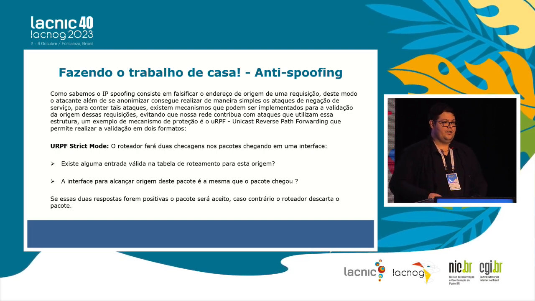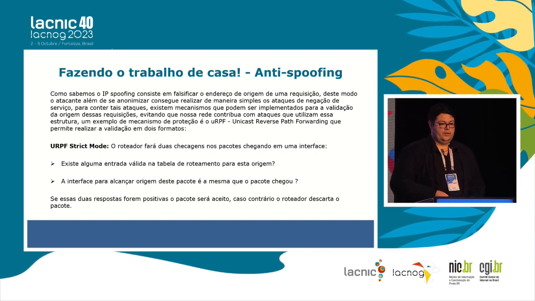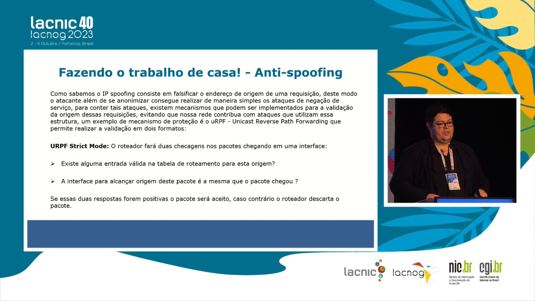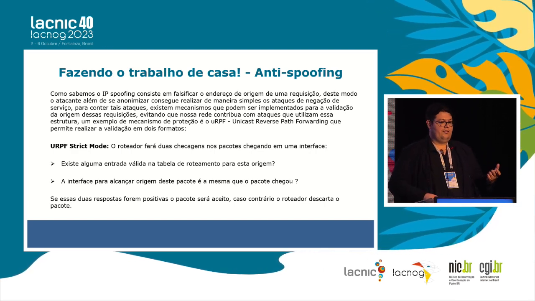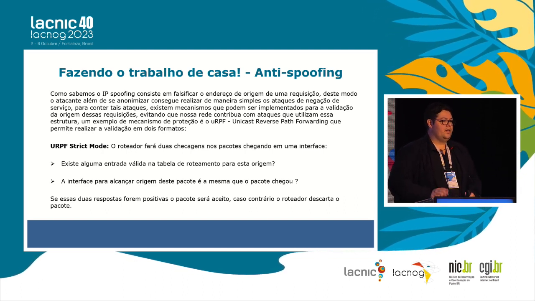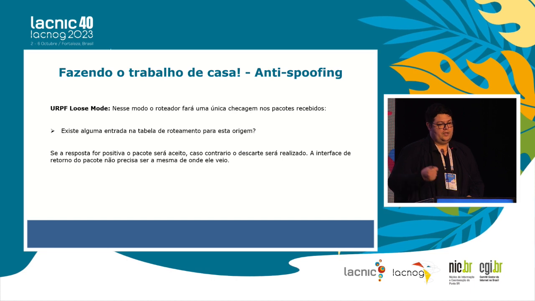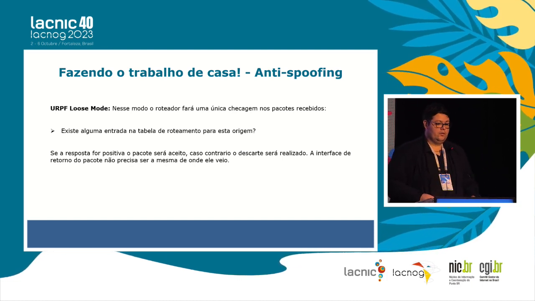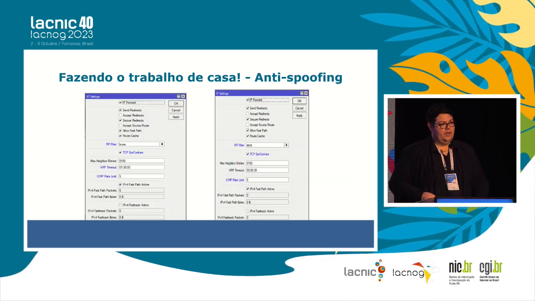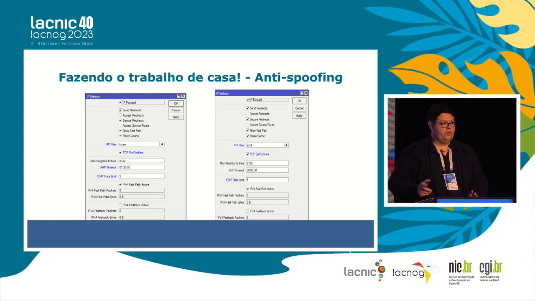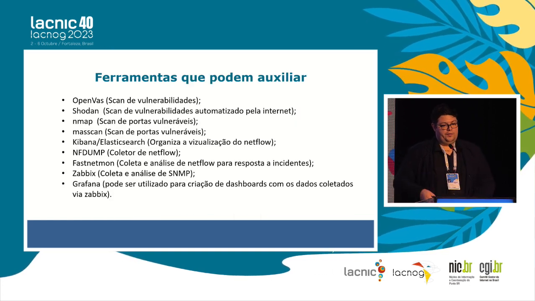Another process that we have to take into account is anti-spoofing. Anti-spoofing can improve the situation against DDoS attacks. So basically, we have two models. We have the strict mode, where the router will check the packets that arrive on an interface. It checks whether there is a valid entry in the routing table for that origin, and whether the interface can reach the origin of that packet and see if it's the same one. And this will allow it to let the packet through or to discard it. It also has the uRPF loose mode, to check whether there is an entry for the origin. It's not so complex. In MikroTik, we also have the option of using flags. Here we can set up things and it works.